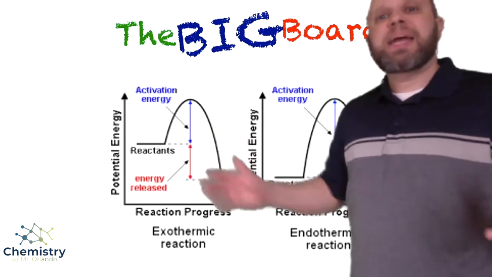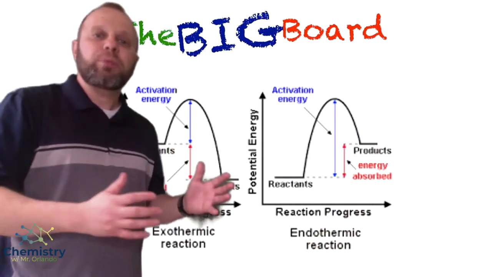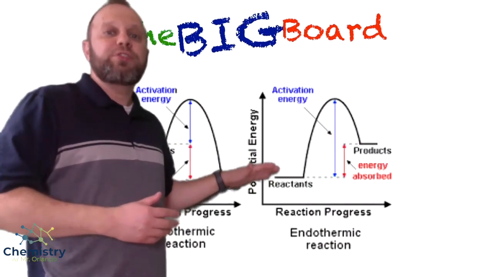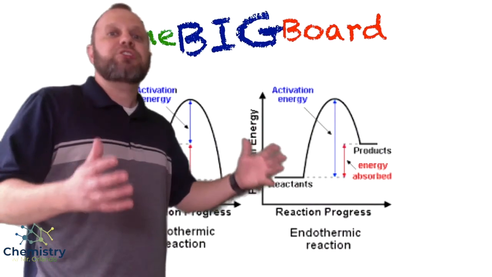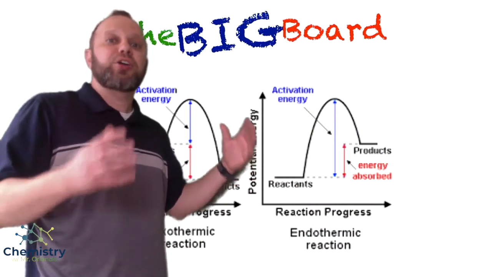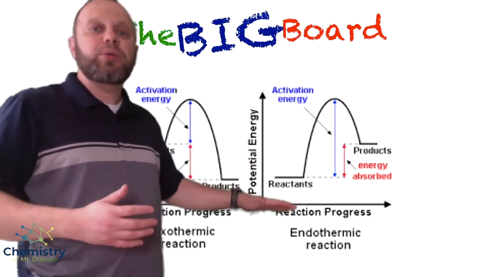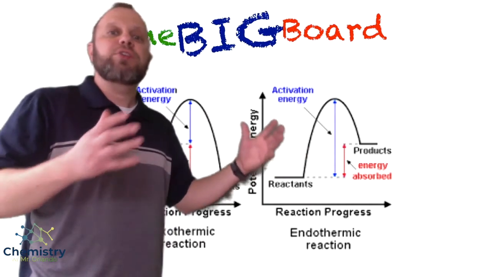Now, compare that with an endothermic reaction. So in an endothermic reaction, we actually finish higher than we started. We still have an activation energy barrier. Often for endothermic reactions, that activation energy barrier is even larger. And we still have a difference in energy between where we started and where we ended up. In this case, that energy is absorbed.